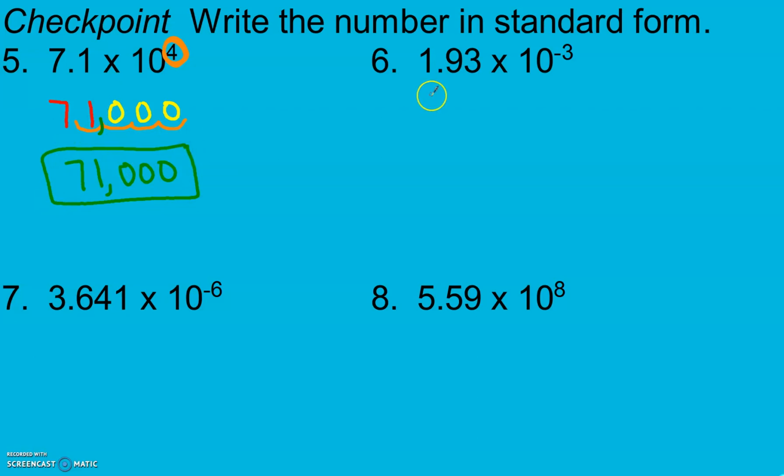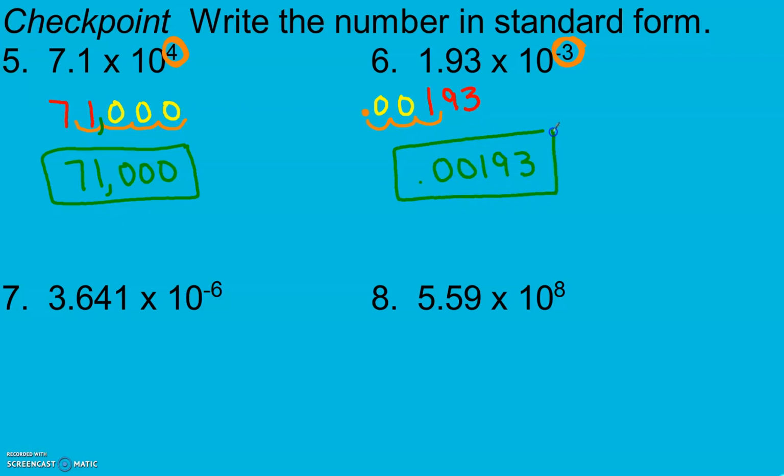In 6, I have 193. We write our digits without the decimal. Now, we need to move it negative 3. So towards negative numbers, 1, 2, 3 places, and that's where we put our new decimal. We fill with zeros. So I get 0.00193. It should be a smaller number than 1.93 because my exponent is negative.